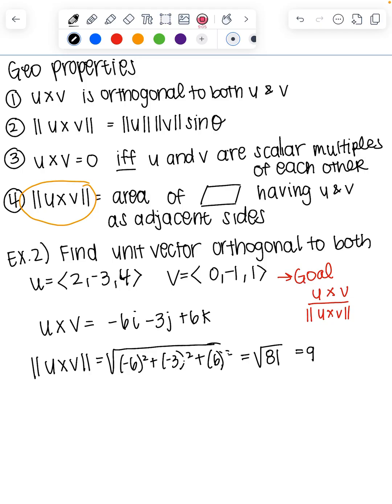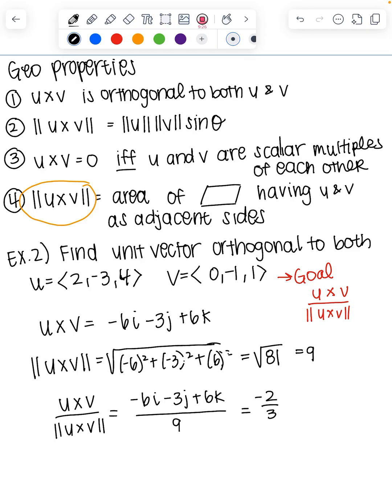So what I have here is when I go the cross product of U and V over that magnitude, I have -6i minus 3j plus 6k all over 9. So my final answer is -2/3i minus 1/3j plus 2/3k.